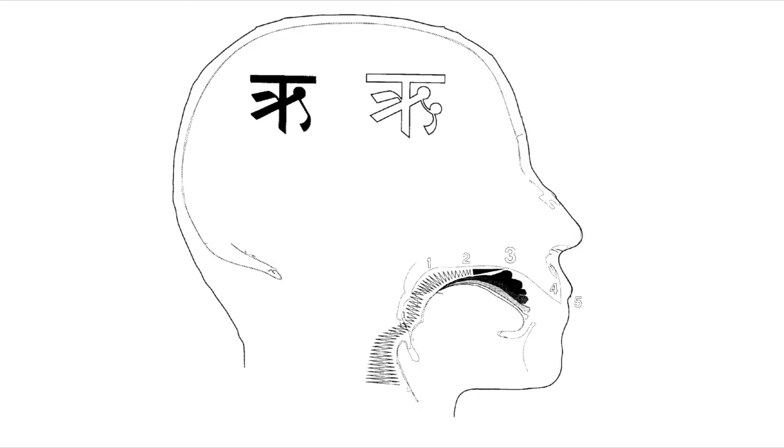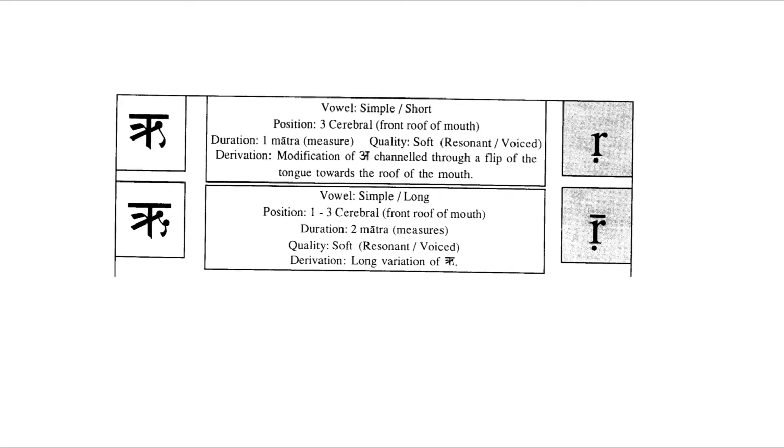Ar, ar, ar. But this sound must be uniquely located at position 3, so the a has to be taken away. When the a is taken away, the vowel sound we get is r, r, r, r. R is a vowel sound in the Sanskrit language.